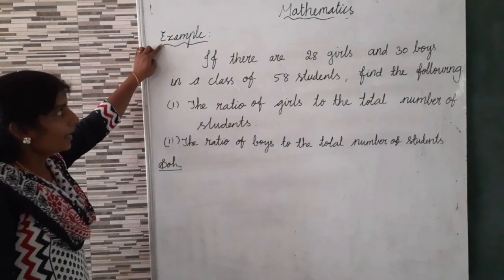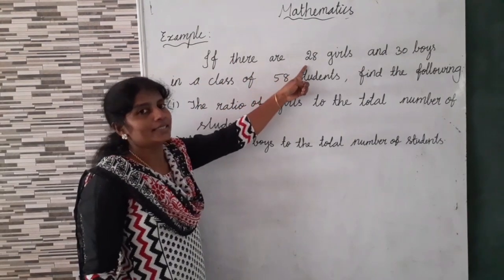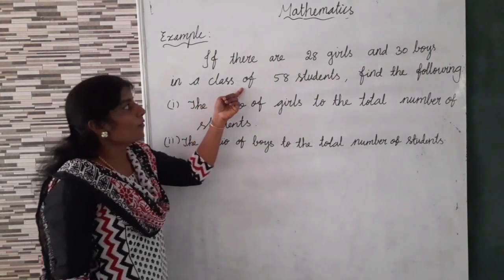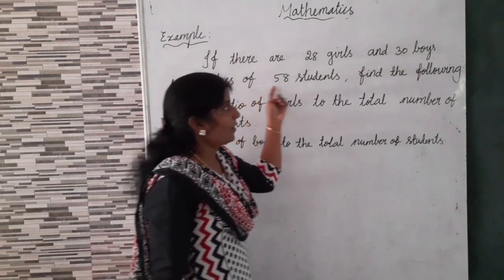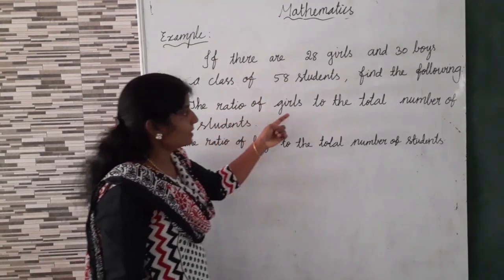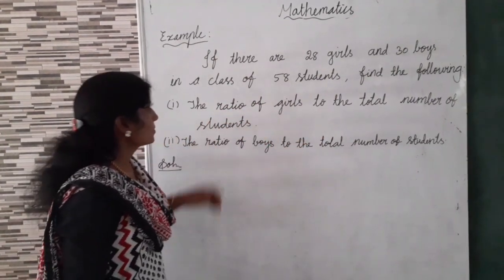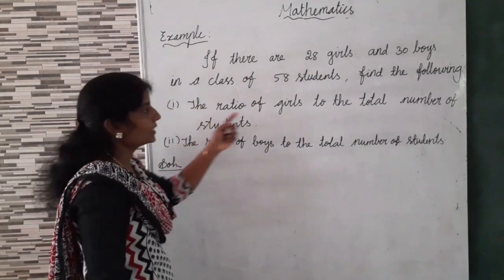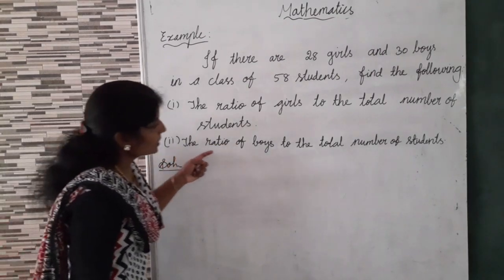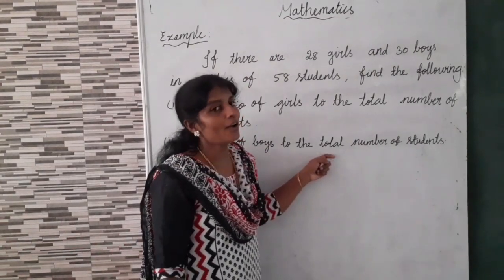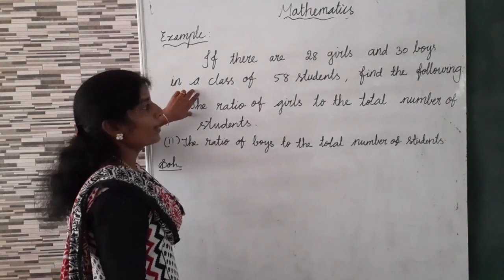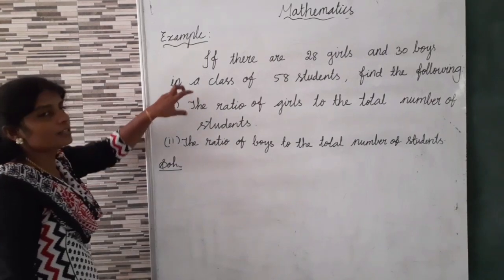One example. If there are 28 girls and 30 boys in a class of 58 students, find the following. First one, the ratio of girls to the total number of students. Second one, the ratio of boys to the total number of students. Here, first one, we want to find the ratio of girls to the total number of students.